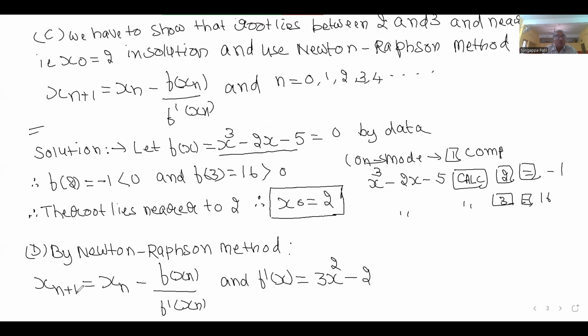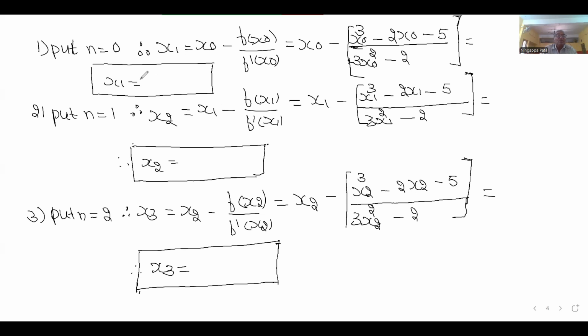Newton-Raphson, n equal to 0, you write: it becomes x1. This is x0, f of x0, f dash of x0. The same thing here. Look here: n equal to 0, x1, x0, f of x0, f dash of x0.